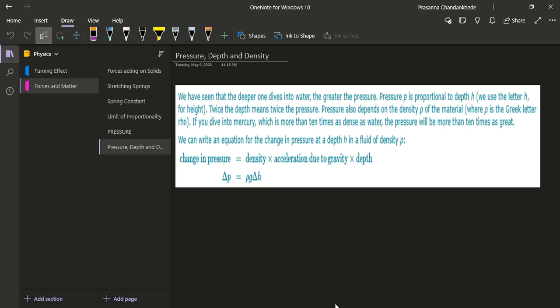Pressure also depends on the density, rho, of the material, where rho is the Greek letter, which looks like a P. If you dive into mercury, which is 10 times more dense than water, the pressure will be more than 10 times as great. You can write the equation for the change in pressure at a depth h in a fluid of density rho. Change in pressure is basically density times acceleration due to gravity times depth.